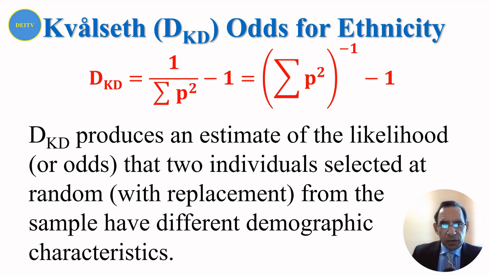The Kvalseth odds index can be written as 1 divided by the sum of the percentages squared, minus 1. That also is represented as the sum of the percentages squared to the negative 1 power, minus 1. The odds index produces an estimate of the likelihood or odds that two individuals selected at random from the population will have different ethnic characteristics.